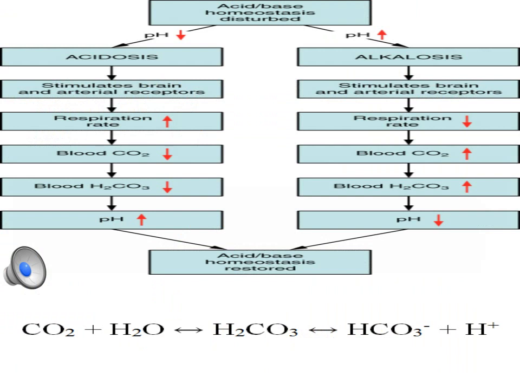As we discussed in the first half of the seminar, this equation can work both sides to maintain the pH. Coming to the right hand side, when you have alkalosis with an increase in pH, again it stimulates the brain and arterial receptors. So you have a decreased PCO2. So respiratory rate is decreased and blood CO2 is increased and blood H2CO3 is increased. So H2CO3 splits in the below to H2O and CO2.